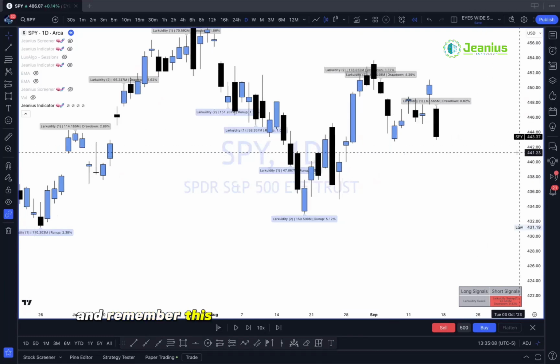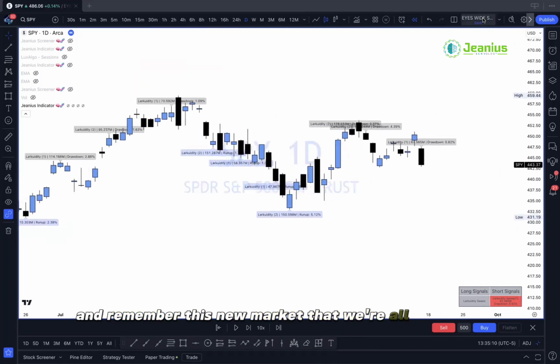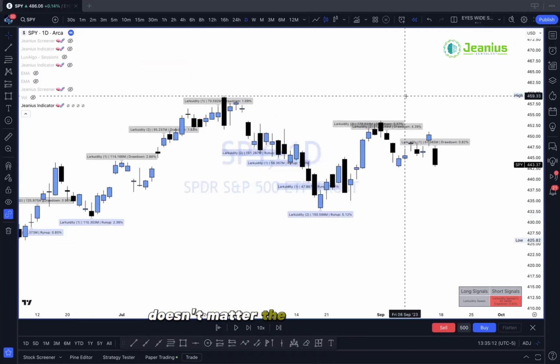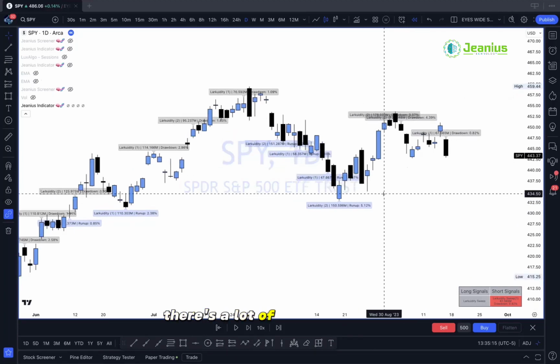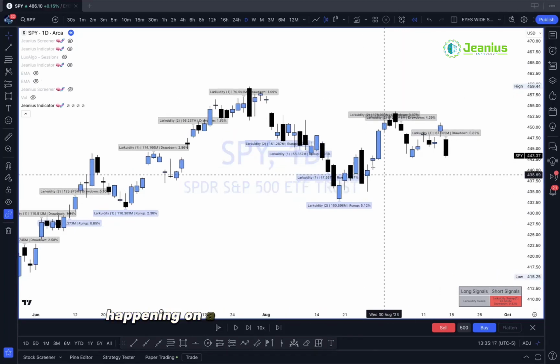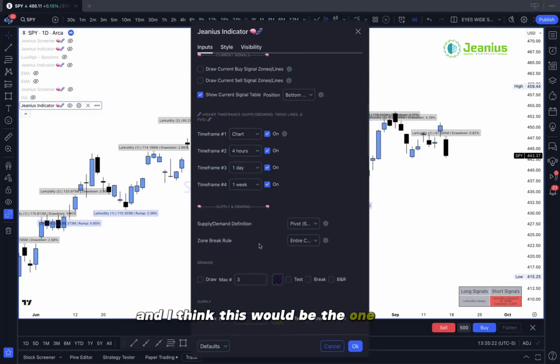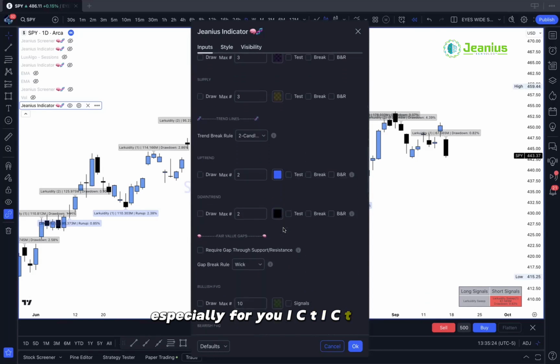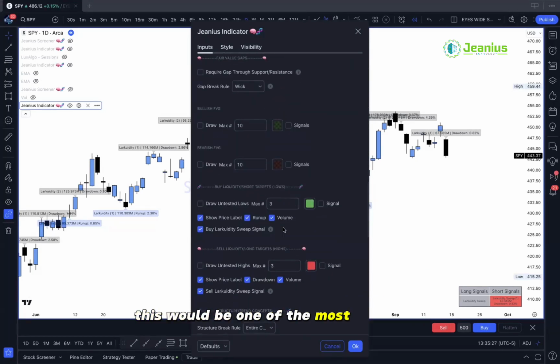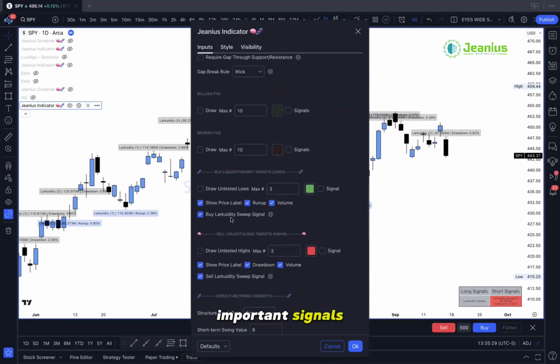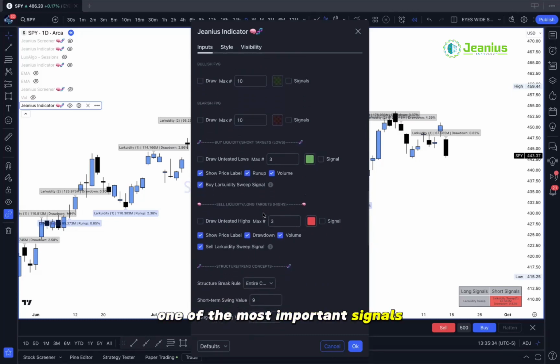And remember, this new market that we're all trading in, whatever market you're in, it doesn't matter, there's a lot of liquidity sweeps happening on a daily basis on many time frames. And I think, especially for you ICT traders, this would be one of the most important signals on this. One of the most important signals to use is the Larkquidity sweep, because obviously this is where you're going to eat the most, clearly.